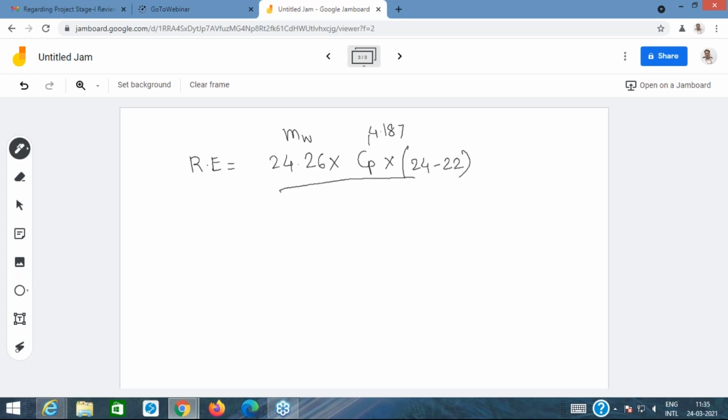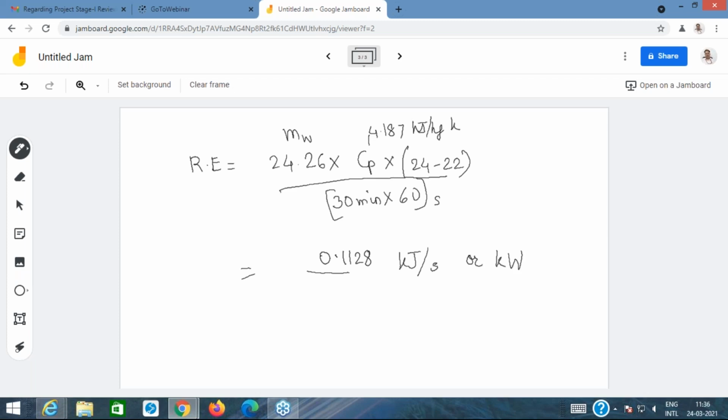So there was a drop of 2 degrees centigrade, and the time of conducting this experiment was about 30 minutes, which is 30 into 60 seconds. Because the unit of this is kilojoules per kg Kelvin, the unit of this would be kilojoules per second, because the denominator is now in seconds. If you solve this, I got the value as 0.1128 kilojoules per second, which is kilowatts.